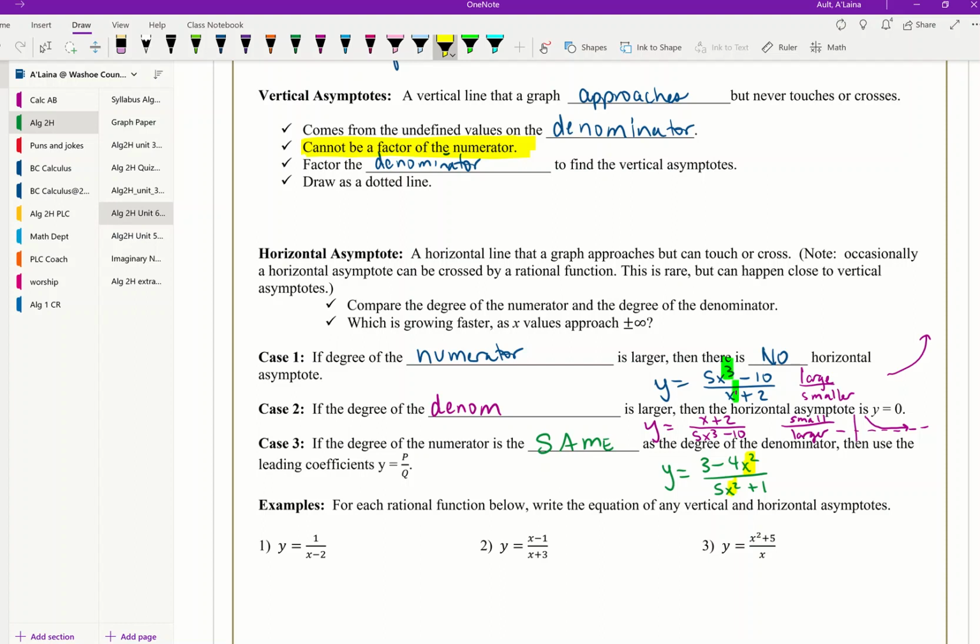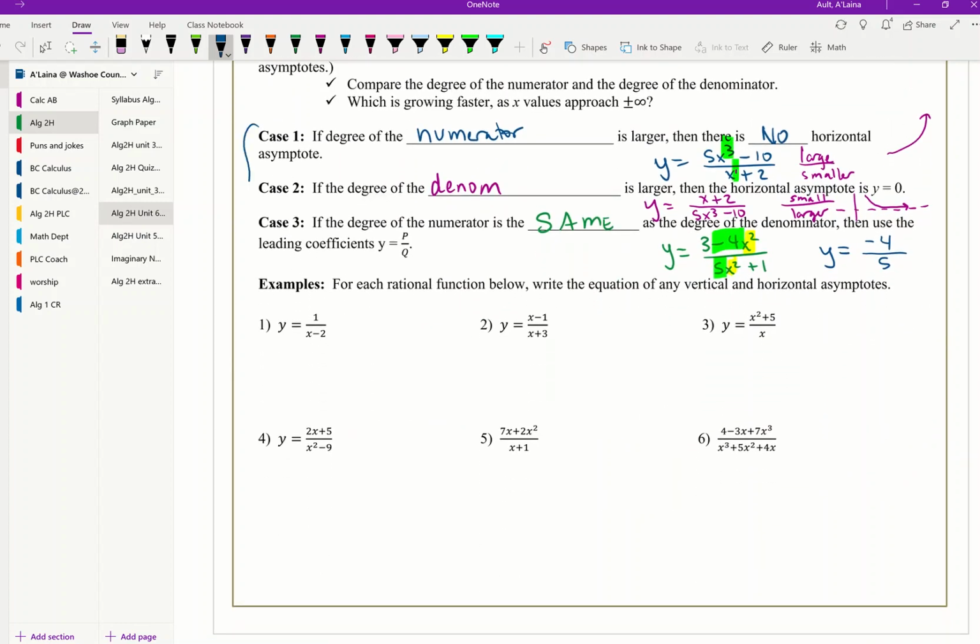And so if you have the same degree on the top and the bottom, your horizontal asymptote will be the line y equals, because it's horizontal, the ratio of the leading coefficients. Wherever those highest powers are, what are those coefficients? On the numerator, it's -4. On the denominator, it's 5. And so this would turn and approach the horizontal line y equals -4/5.